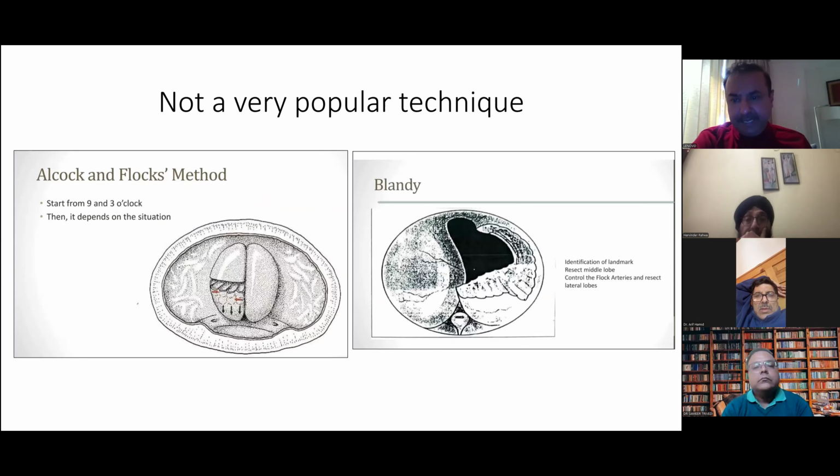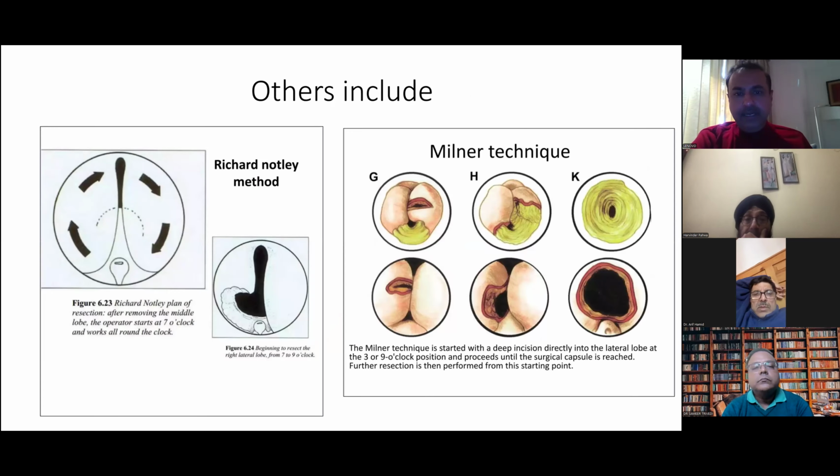This is the Blandy's technique. The identification of the middle lobe has been done first. It opens up for the fluid to go in and out, and then you can carry on as you are doing. The other techniques include Richard Notley method, in which the plan of resection is after removing the middle lobe. Here also the middle lobe is taken care of first, and this is probably to allow the fluid to go in and go out. And after removing the middle lobe, the operator starts in a clockwise manner. It goes from 7 o'clock from up and from down. So this is how it looks at the end.